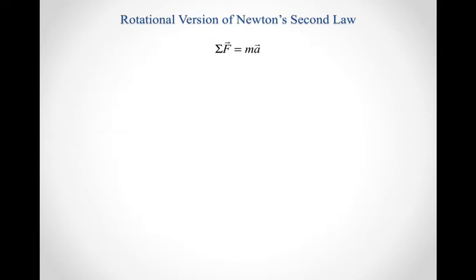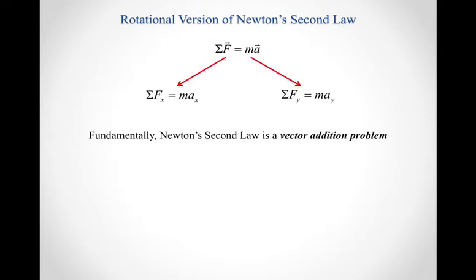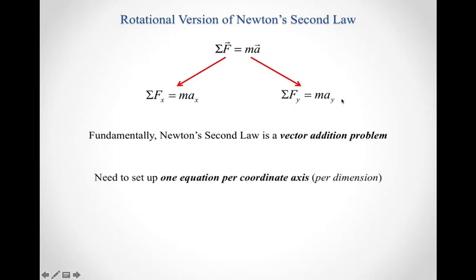So when we're working with our translational equation, again, fundamentally, it's a vector addition problem. We're going to draw a free body diagram that shows all the forces acting on our object, and then we're going to break those forces up into x and y components. We're going to break the acceleration up into x and y components, and so we can set up one equation per coordinate axis that we need. Or if we only have forces acting in a single dimension, then we only need one equation. If we've got forces acting in x and y, then we're going to need two equations.